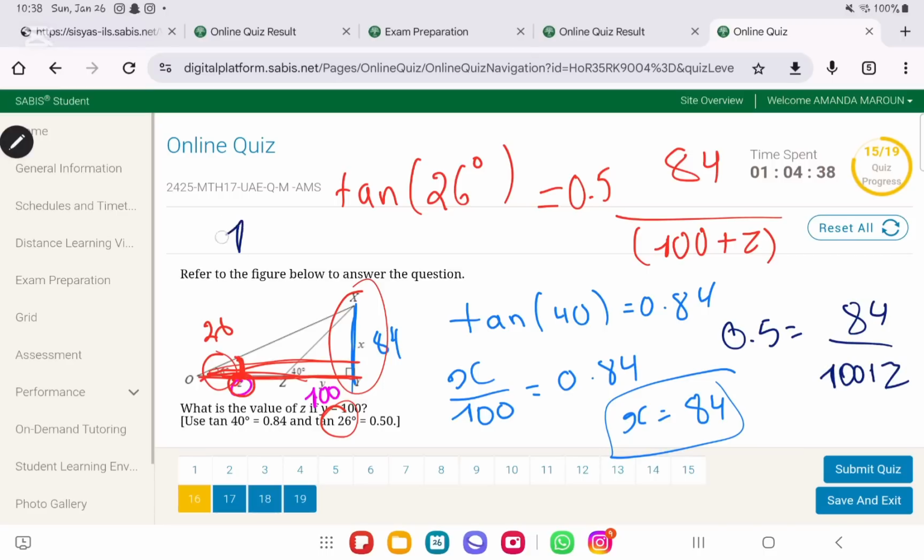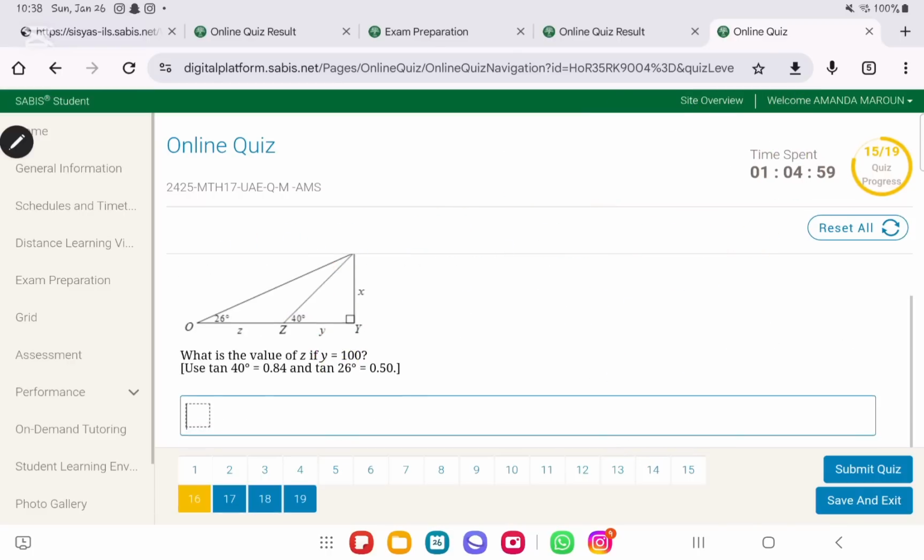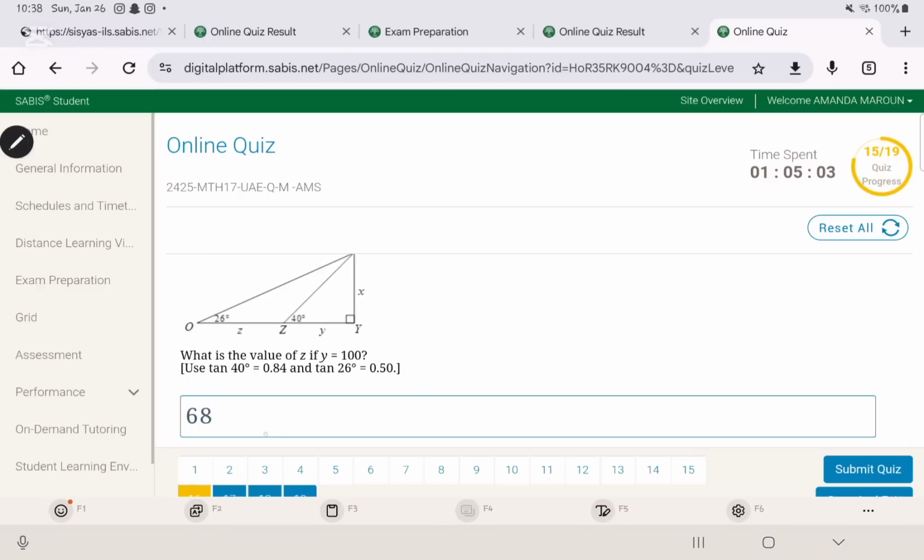Okay, so 100 plus z is equal to 84 over 0.5. If you do on your calculator 84 divided by 0.5, you are going to get an answer of 168. And very simply, 100 plus z is equal to 168. Subtract 100, z is equal to 68. So very simply, the value of z is 68.